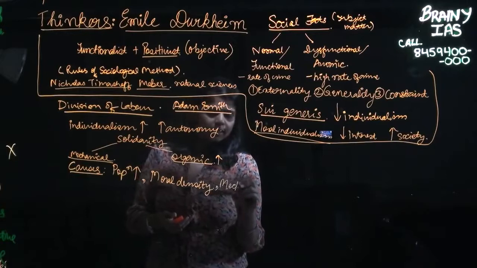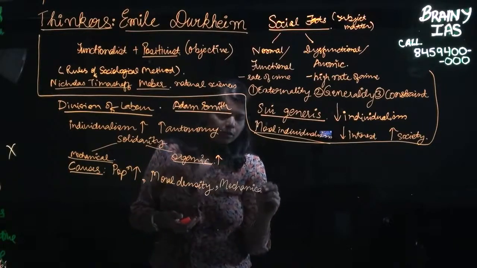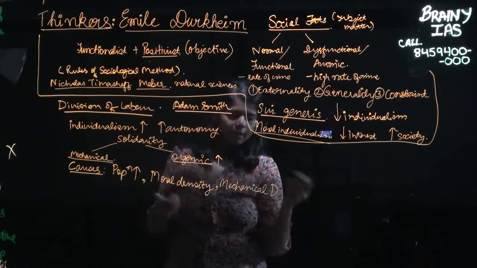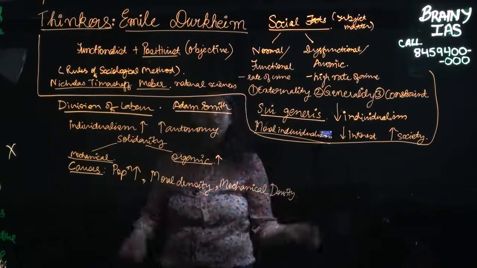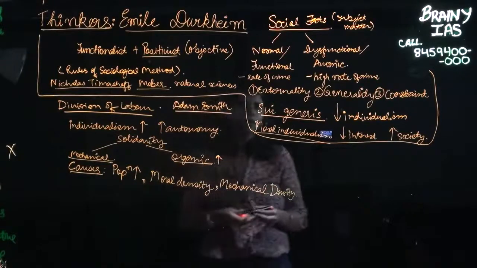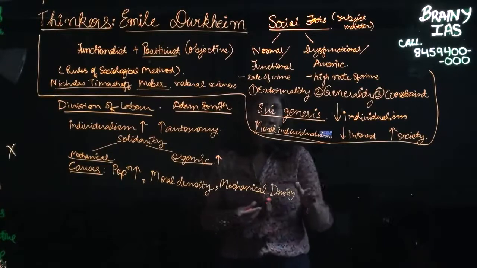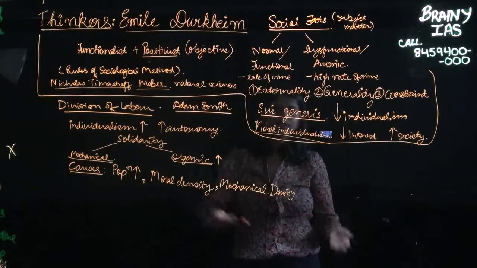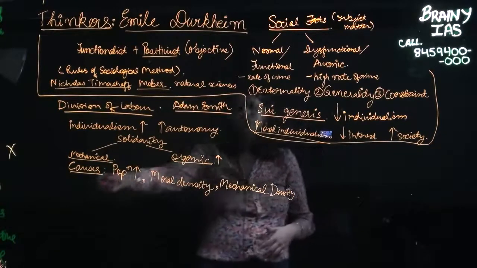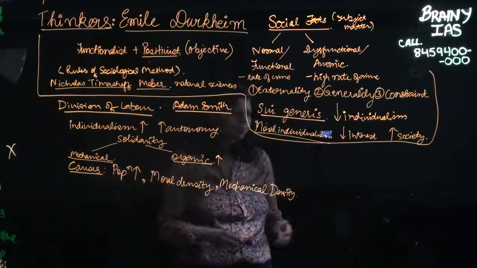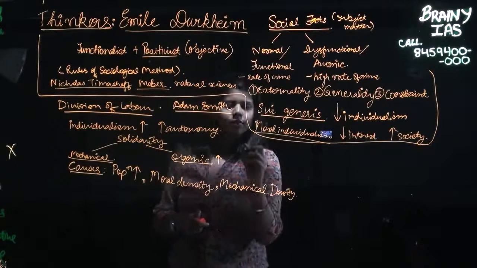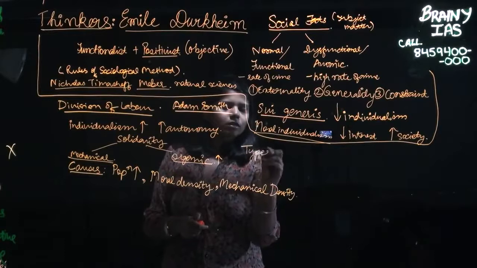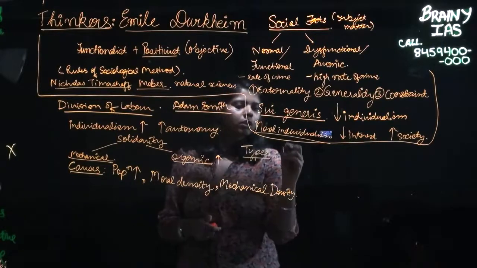And then lastly he says, when there is an increase in mechanical density, the various aspects of industrialization, the technology, and so on, when everything on those sides happens to increase, it serves as a precursor to division of labor. Now he further goes on to mention three types of division of labor.